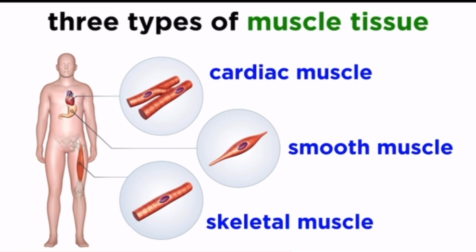Now let's go a little deeper. When we learned about the types of muscle earlier in the series, we saw that the heart has its very own type, cardiac muscle, which is not found anywhere else in the body. Cardiac muscle fibers are similar to skeletal muscle fibers in that they are striated.